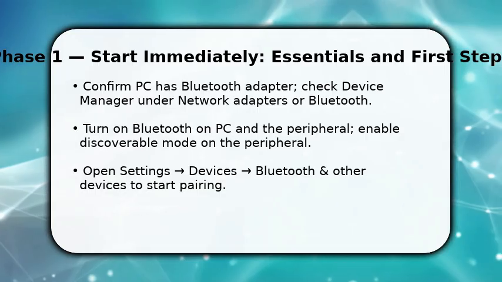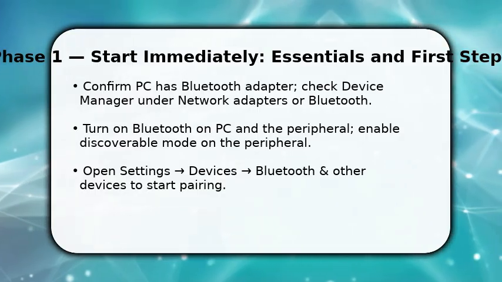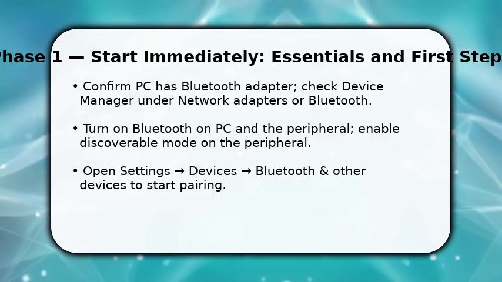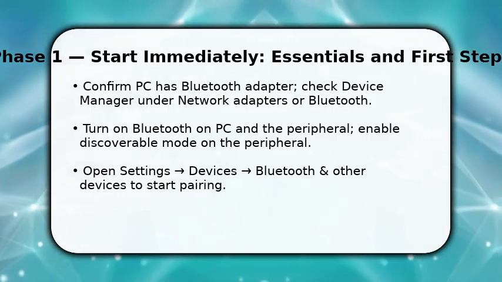Toggle Bluetooth on. This initial step establishes the radio link and reveals nearby devices, so you can proceed to pair quickly and avoid common visibility problems.